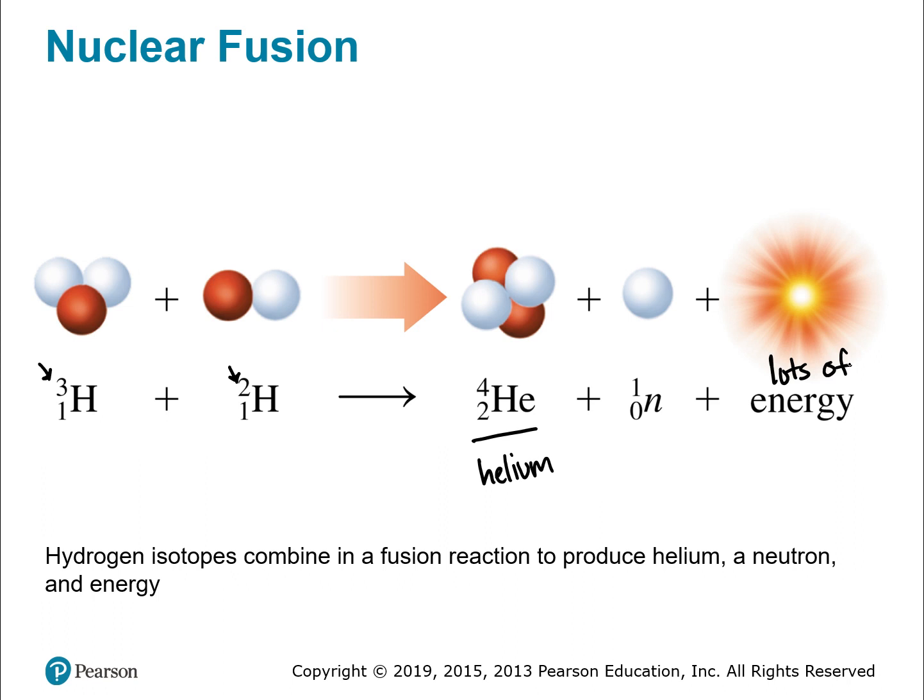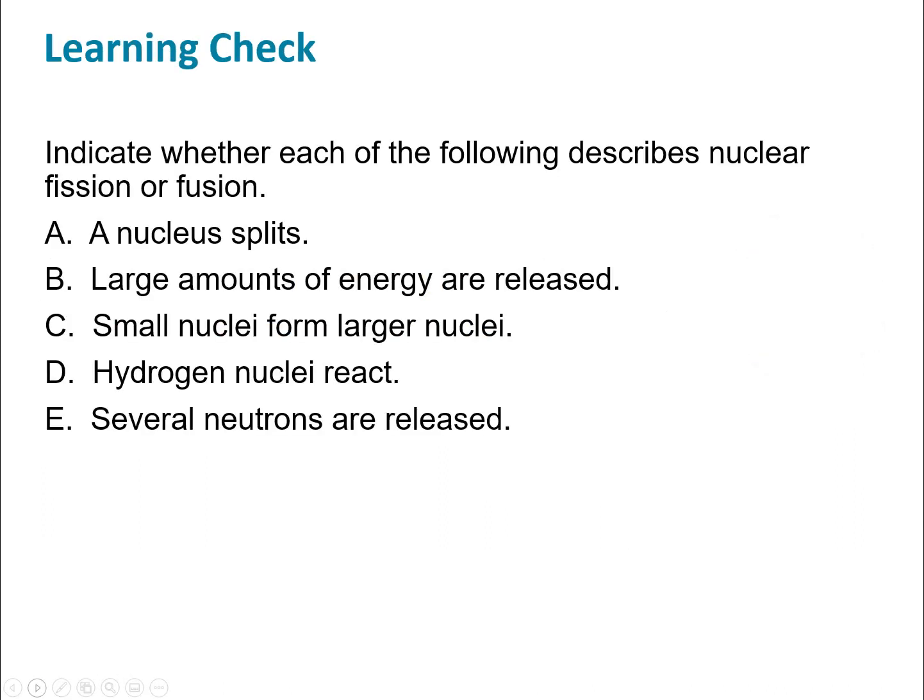You'll need to be able to differentiate between nuclear fission and nuclear fusion. So know what these two reactions are and be able to kind of describe it and know when you're talking about one versus the other, like with this learning check. So I'll do a couple of these for you just so you get a feel for it. You have to indicate whether each of these is describing nuclear fission or fusion. In A, we've got a nucleus splits. A nucleus splitting means fission.